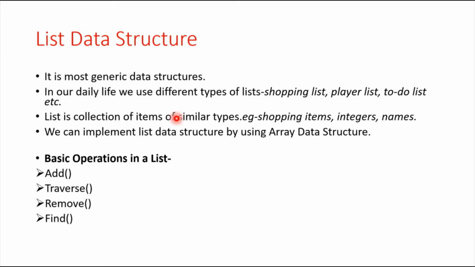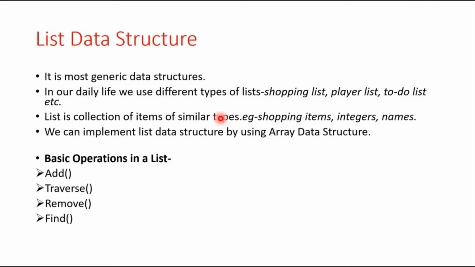It is a most generic data structure. In our daily life, we use different types of lists, that is shopping list, player list, to-do list, etc. We have guest list and many more. Shopping list is also a collection of similar types. Means if we go to the market for shopping, we first create a shopping list of what we have to buy at the shop, in the market.